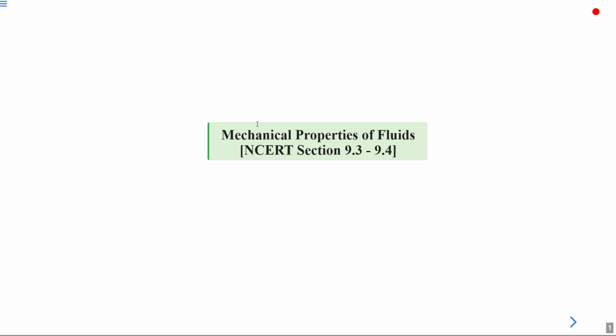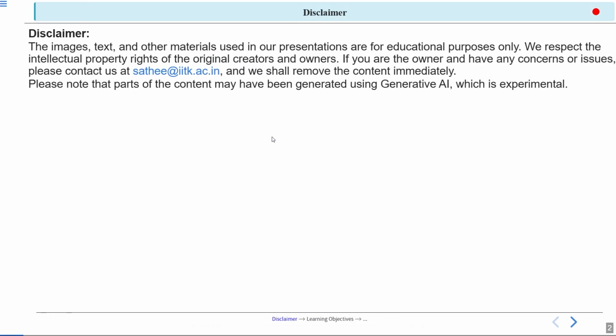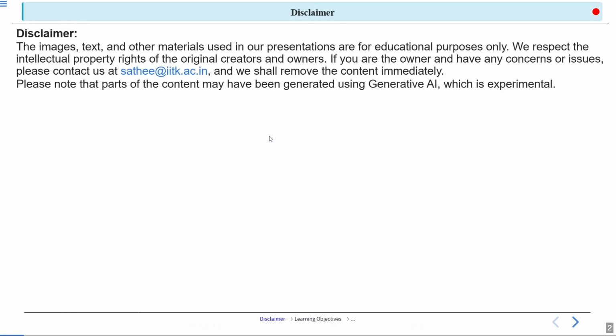Hello students, in today's lecture we are going to learn about mechanical properties of fluids. NCERT section 9.3 to 9.4. This is the disclaimer.